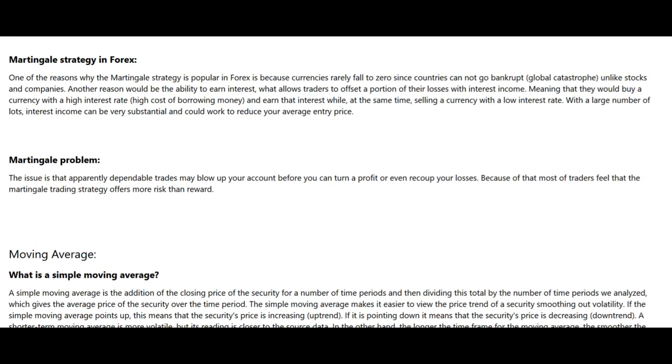Martingale problem. The issue is that apparently dependable trades may blow up your account before you can turn a profit or even recoup your losses. Because of that, most traders feel that the Martingale trading strategy offers more risk than reward.